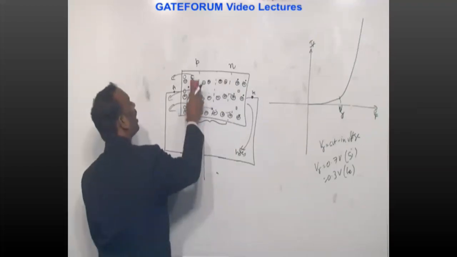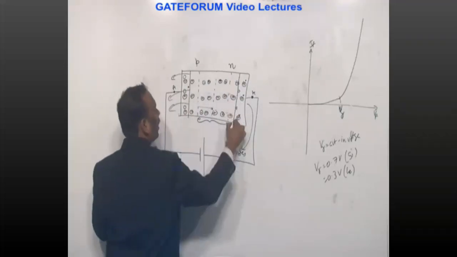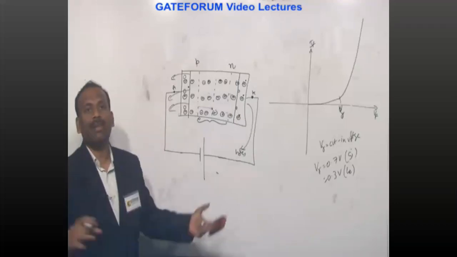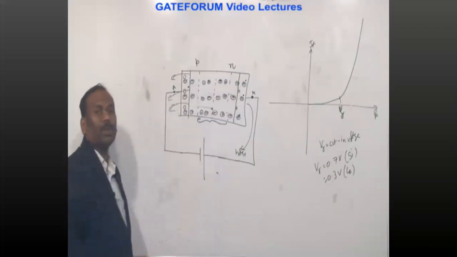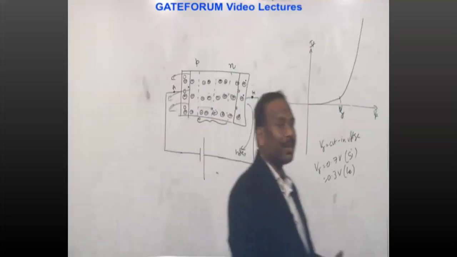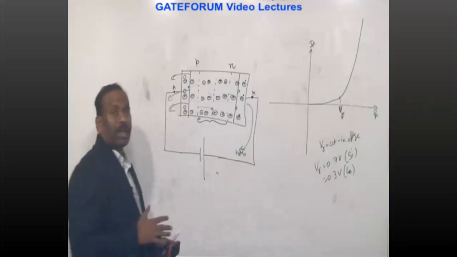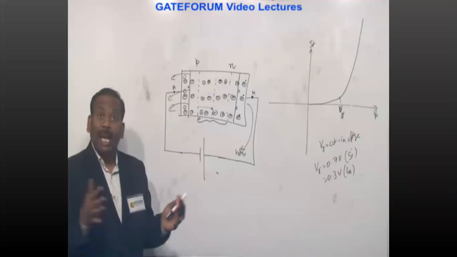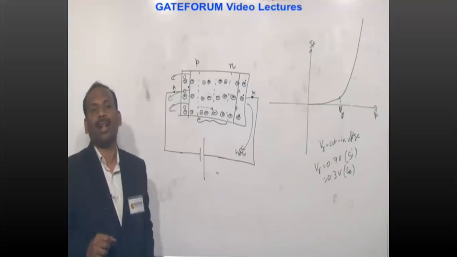Now what is going to happen? The charge carriers are moving away, meaning the width of the depletion layer increases. The width of the depletion layer further increases. So if you apply a reverse voltage, the width of the depletion layer increases. If you apply reverse voltage, the charge carriers are moving away from the junction, therefore the width of the depletion layer increases. Majority carriers are not crossing the junction.